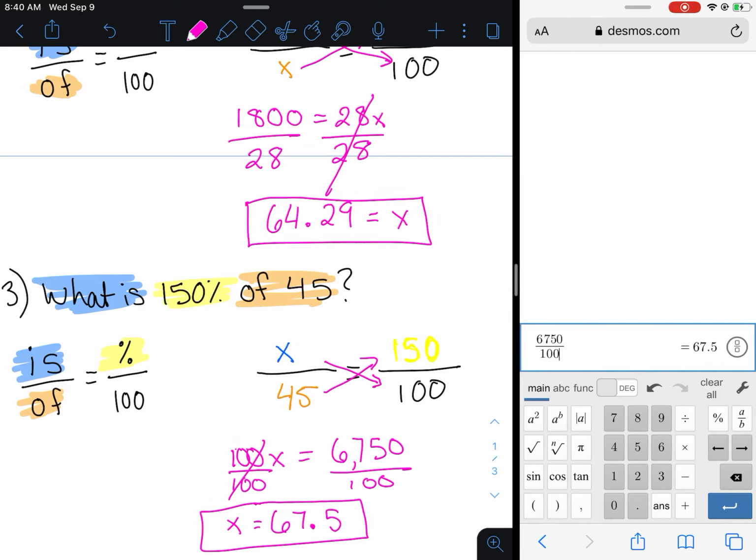We know our solution makes sense. We can't guarantee it's correct, but we do know that it makes sense, and the reason is because it is greater than 45, which we knew 150 is greater than 100, so x has to be greater than 45, which is our denominator.